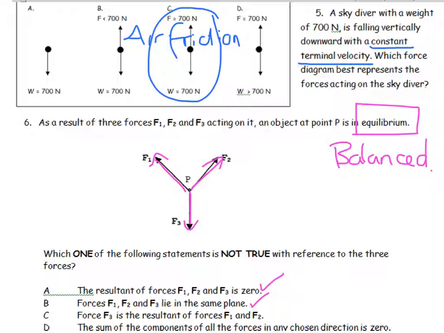Force 3 is the result of force 1 and 2. Force 1 and 2, if I were to draw a resultant, I would need to complete the parallelogram and draw a diagonal upwards. Force 3 is downwards, and therefore that is not true. And the sum of the components of all the forces is 0. Well, if all the forces are balanced, then the forces add up to 0, the components add up to 0. So C is your only incorrect option.